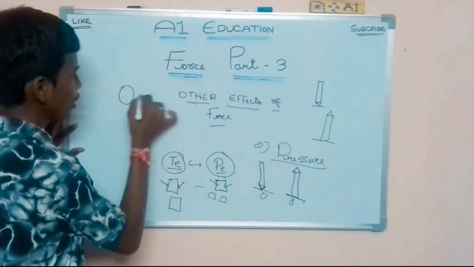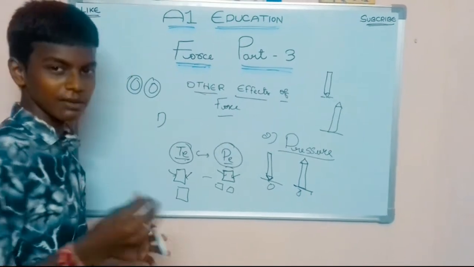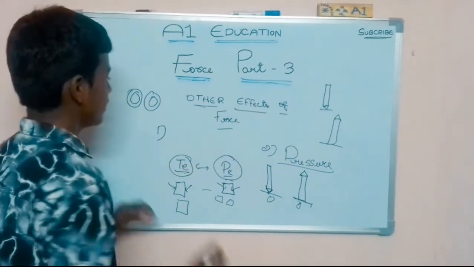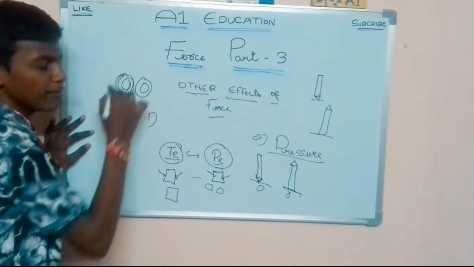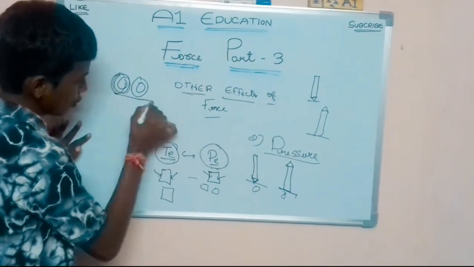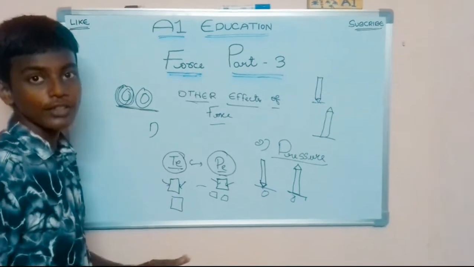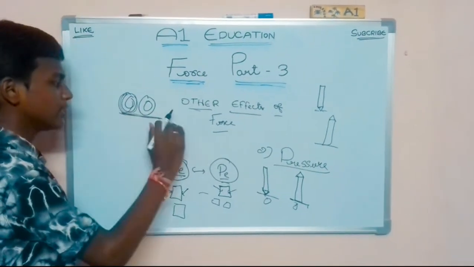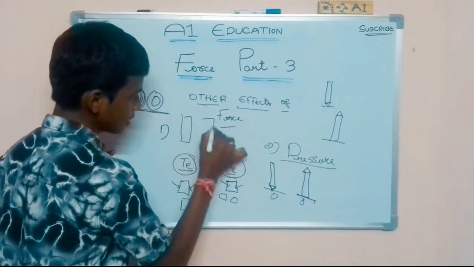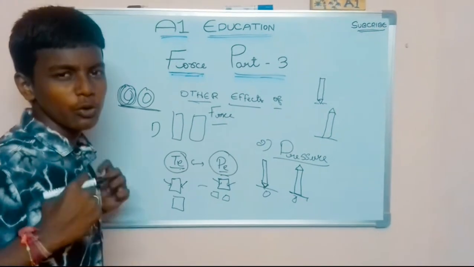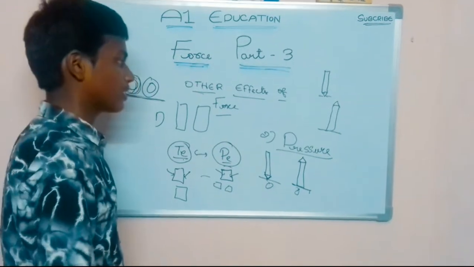For example, a lorry carries very heavy loads, tons of weight. But why does it carry them stably? Because the tires are very broad, so the area of contact is very large. So the pressure on the road will be less, and it runs smoothly. Our school bags have broad straps. Why? So that they don't overload our shoulders. This is also an effect of pressure.